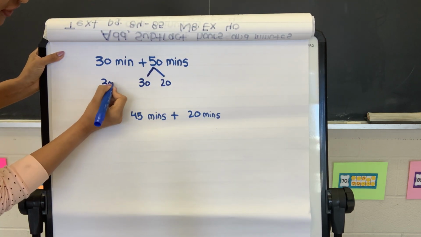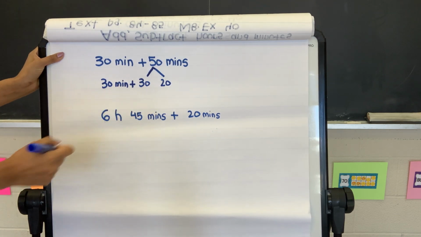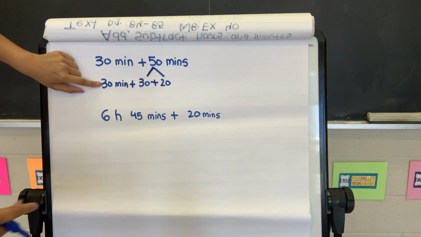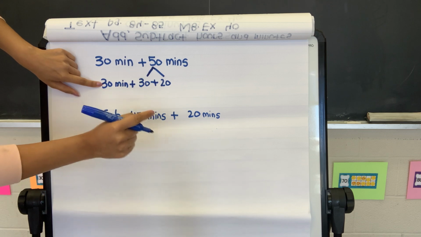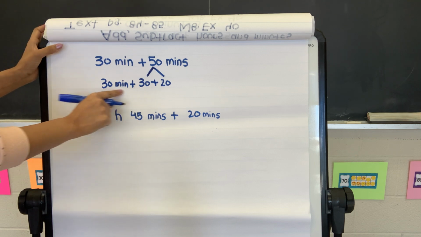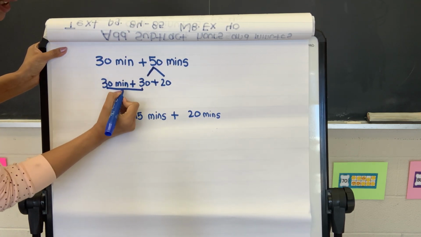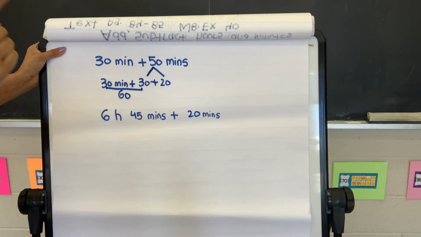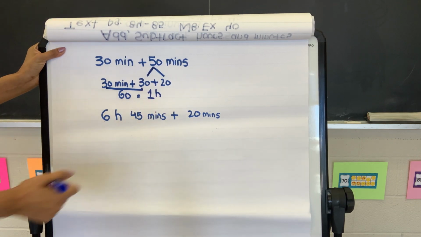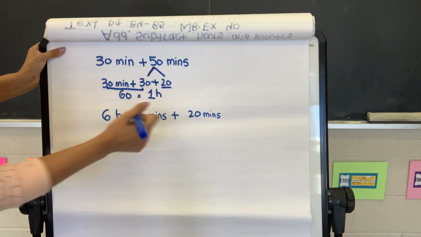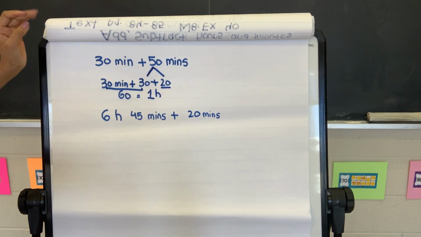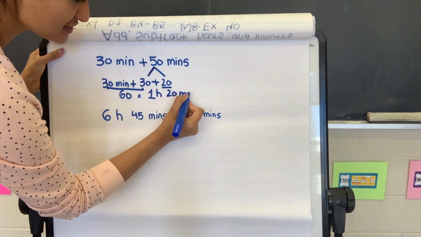I already have my 30 minutes here, and I am going to add these up now. So I have my 30 minutes, and out of this 50, I quickly borrowed 30 more minutes, and so now 30 plus 30 makes 60, which makes 1 hour. And then voila, we only have 20 more minutes left. So altogether, I have 1 hour and 20 minutes.